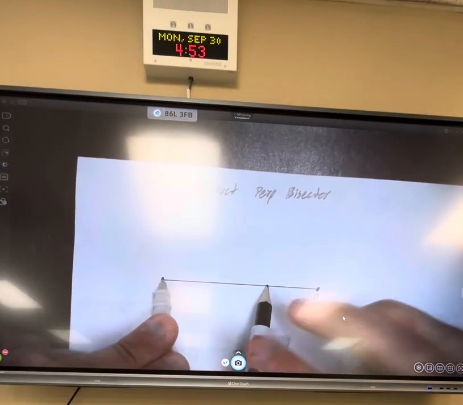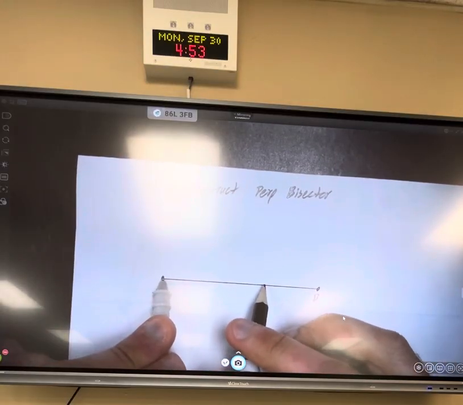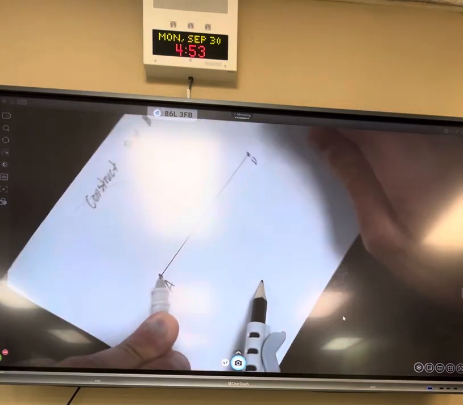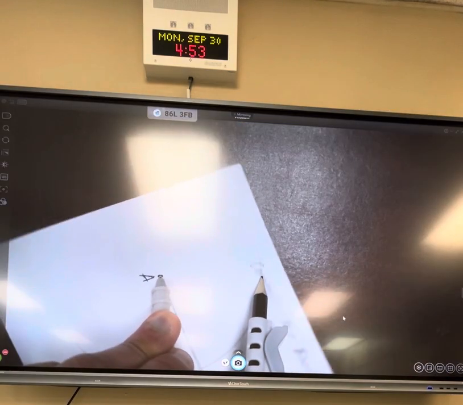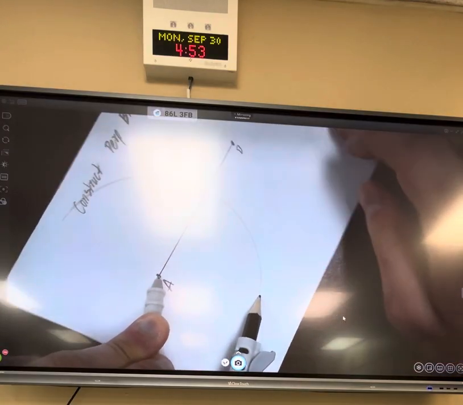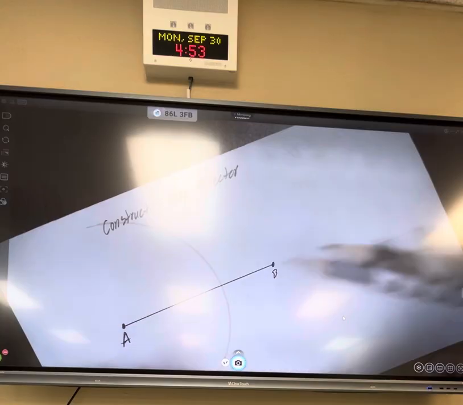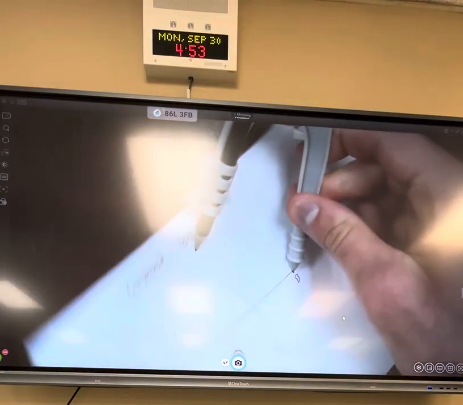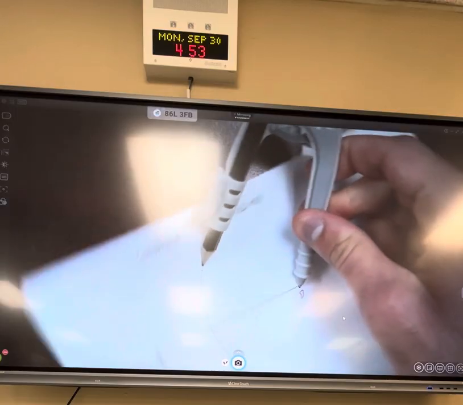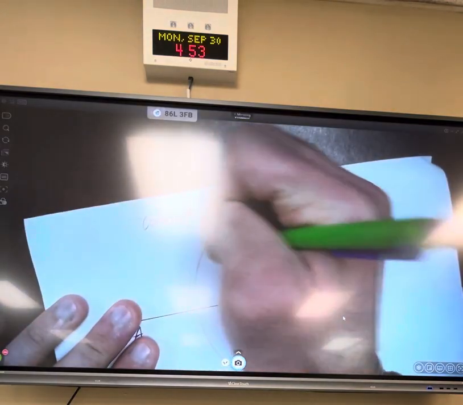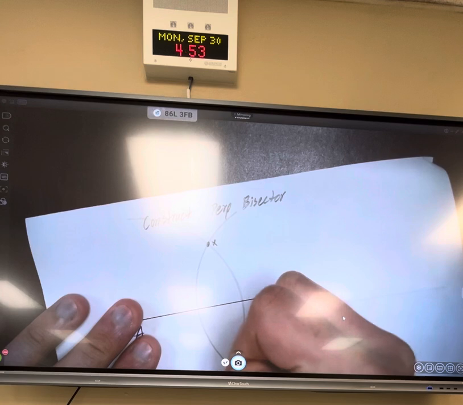So is this more than half? Yeah. So let's do right around there. Now I'm gonna draw a half circle. Okay? Now with the same compass setting, I'm gonna go to B and do the exact same thing. The exact same thing. And now I label these points X and Y.